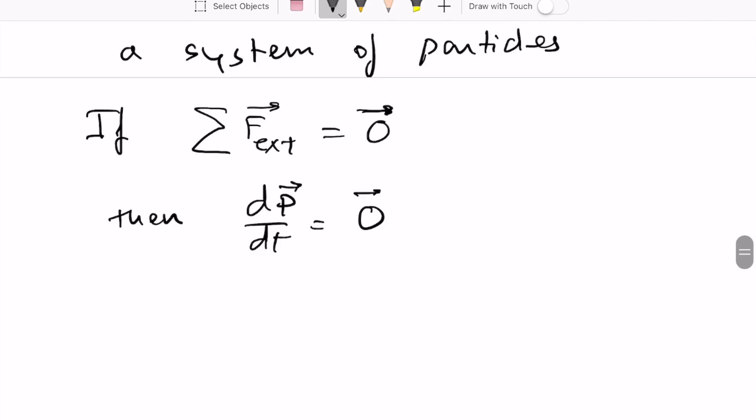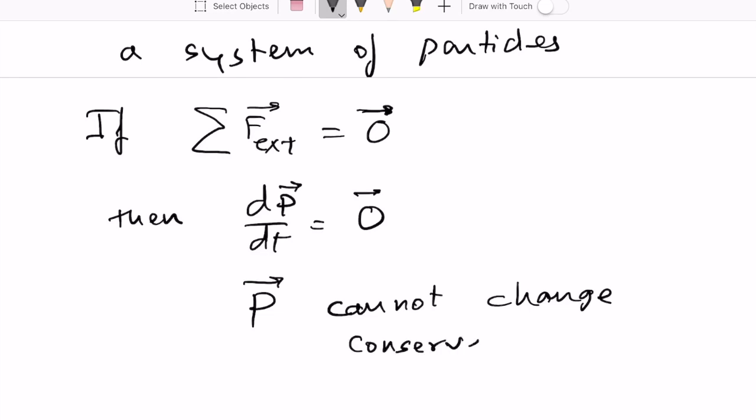So what does that mean? Think back to your high school calculus. If the derivative of a quantity is 0, then what can you say about that quantity? It's constant. The derivative with respect to time measures the rate at which it's changing, right? So if the derivative is 0, that means it's constant. That means the total momentum of the system cannot change. Or the total momentum of the system is conserved. That's a better way of saying it. And this is called the principle of conservation of momentum.